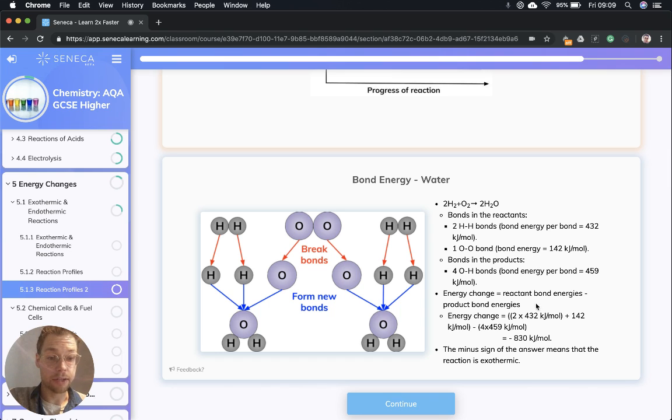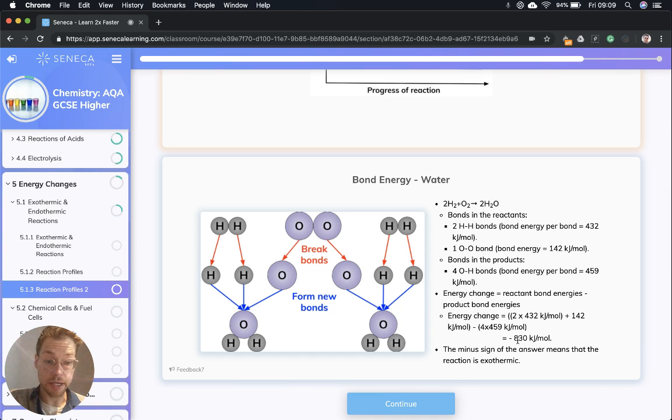So if we want to calculate the reactant bond energies, we do 2 times 432 plus 142. Okay, that's the first step of our calculation. Do you remember what we need to do next? Next, we need to subtract the product bond energies. So in our products, we have 2H2O, which is 4 OH bonds. Each OH bond has 459 kilojoules per mole of energy. So from our first number, we subtract 4 times 459. And if we subtract them, we get minus 830 kilojoules per mole.